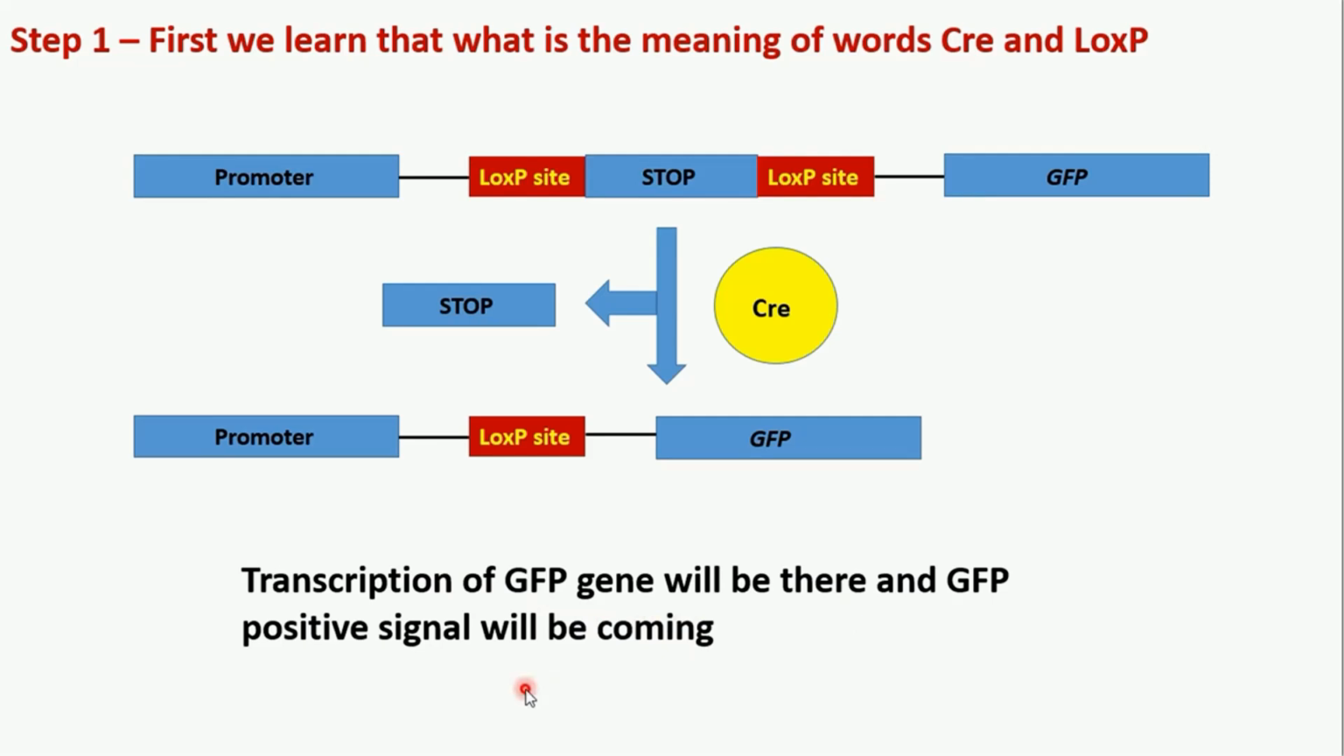So what is happening here? If a stop sequence is present between the promoter and your reporter gene or any gene, then this gene will not express, it will not be transcribed. But if you are treating the sequence with the Cre enzyme, Cre will remove the stop sequence by recognizing LoxP sites, and then your gene will start expressing. And if the gene is a reporter gene like GFP, then you will start getting the signal. So by using this example, we have learned in step 1 what is the meaning of the words Cre and LoxP, and which kind of functions they are performing.